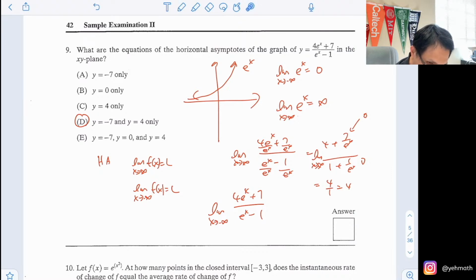Remember the graph, limit as x approaches negative infinity of e to the x. So this one's going to reach negative infinity. E to the negative infinity is going to go to 0. 0 times 4 is still 0. But as x approaches negative infinity, the 7 is still 7 because the number doesn't change. Oh. And this is a negative 1.